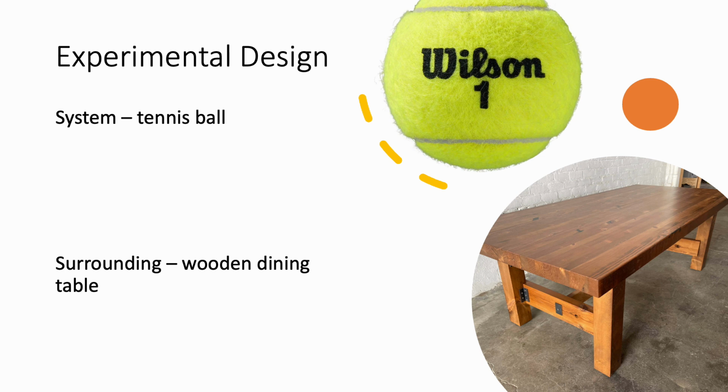In this experiment, I use a tennis ball, which is the system, and it is rolled on a wooden dining table, which is the surrounding. The initial conditions of the experiment are: the mass of the tennis ball is 56 grams, the initial position is 0 in all dimensions, the initial time is 0 seconds, delta t, which is the time step, is 0.033 seconds, and finally the frame rate is 30 frames per second.